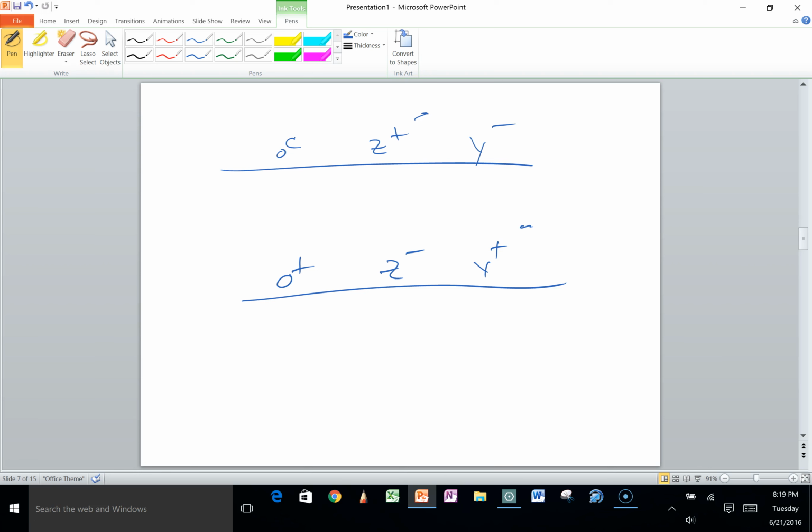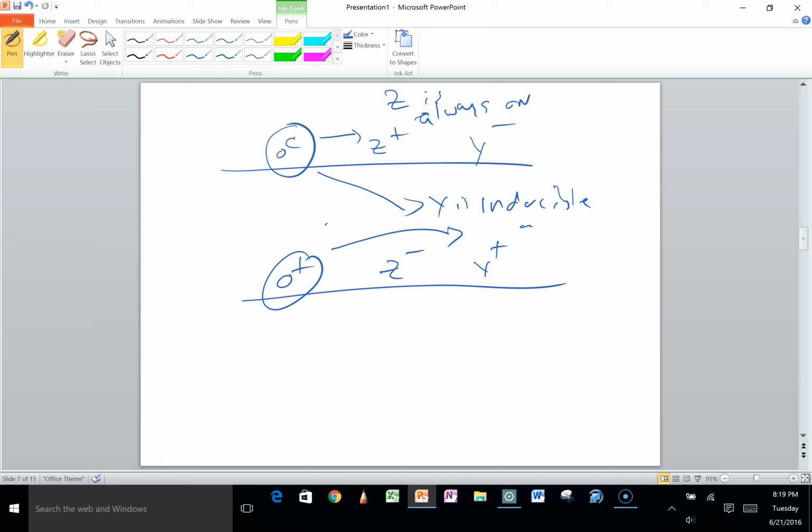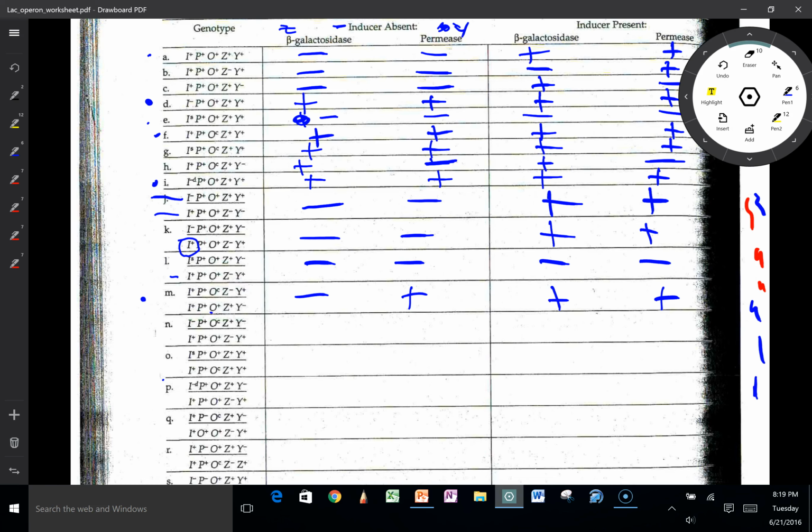We know that the phenotype of OC is that a gene is always on, but it only affects Z plus. So this is always on. O plus affects this one, so it's inducible because it acts like a normal operator. So Y is inducible and Z is constitutive because it acts in cis. This doesn't control this and this doesn't control that. So the idea is to look at these things and understand which example tells you what acts in cis and what acts in trans.